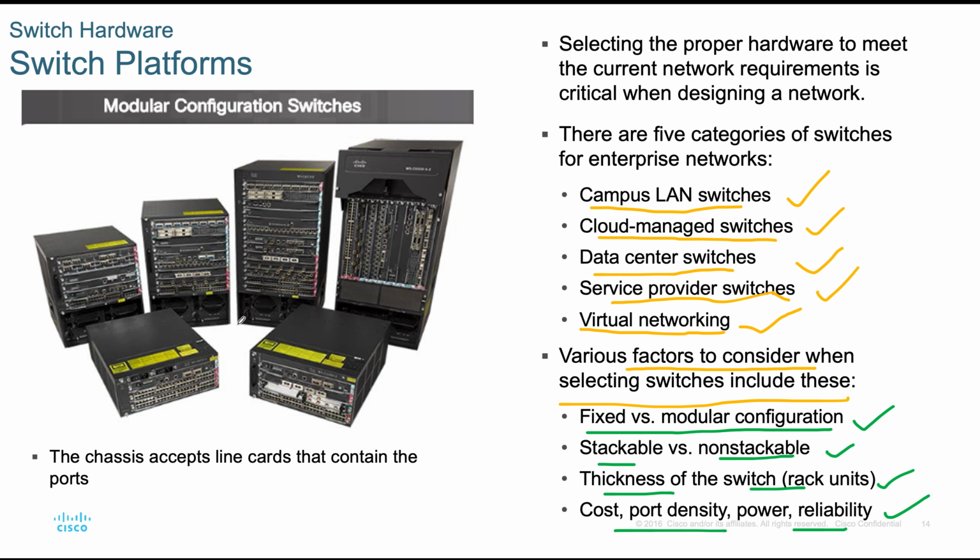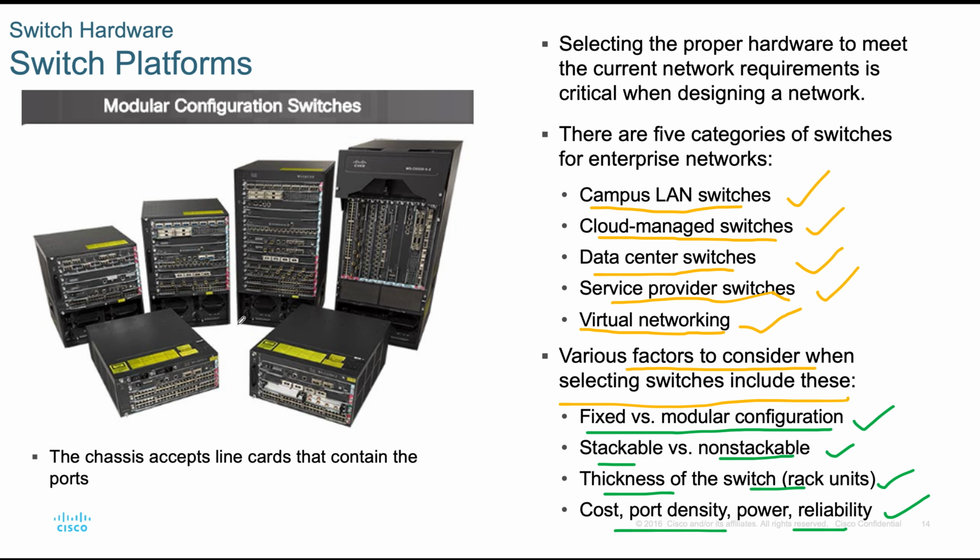Then we have the various factors to consider when you're selecting the type of switch you are going to use. You have to look at whether you need a fixed configuration or a modular configuration. That is one of the factors to consider to know which type of switch to buy for a network. Another factor is whether it is stackable or not. Stackable means it can be put on a shelf, or it's not going to be on a shelf. So it's a factor to consider when buying a switch.